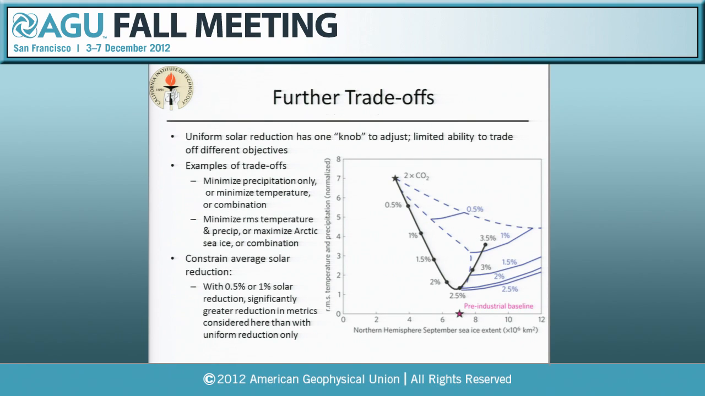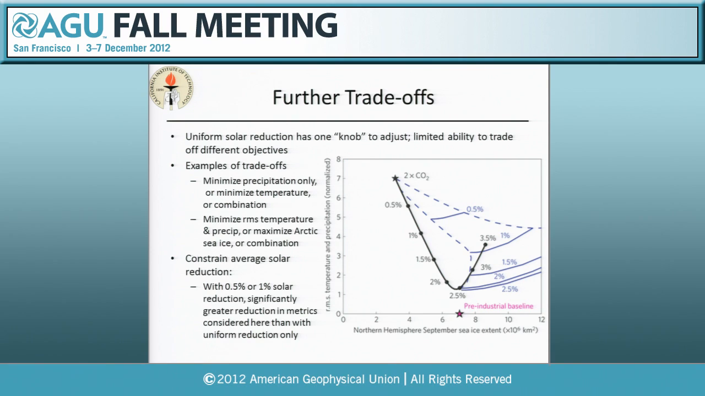Here's a second trade-off. This is the same global RMS temperature and precipitation, and now looking at northern hemisphere September sea ice extent. And now I've added in a constraint on how much average reduction you can do. So here's our pre-industrial baseline. By definition, that's our 0 point in terms of temperature and precipitation anomalies. You can see immediately this model doesn't get the sea ice reduction as strongly as it should. But the general idea here is, as you increase a uniform solar reduction, there's basically only one variable you can change. You're stuck moving yourself along this line.